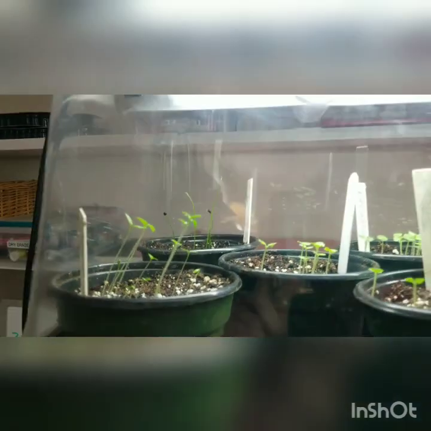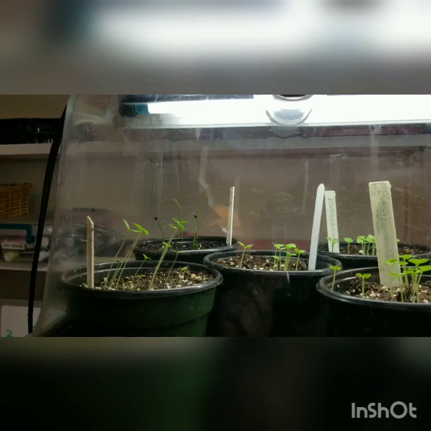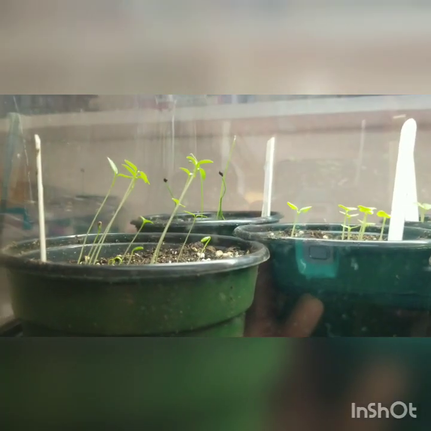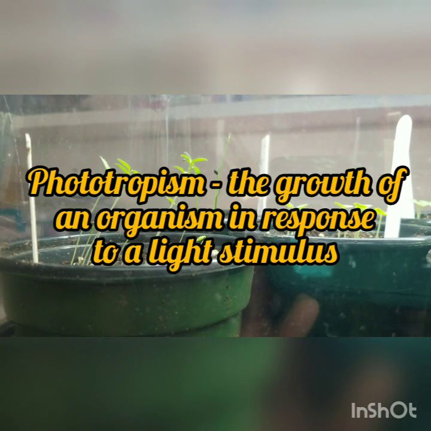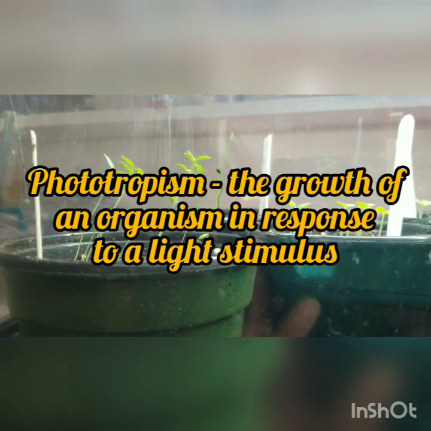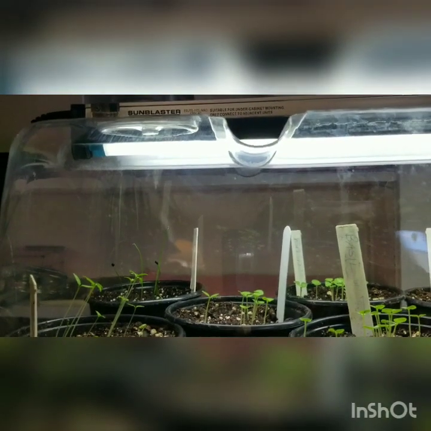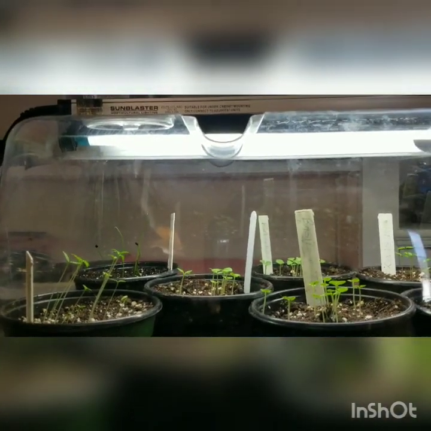What do you observe about this parsley? Tiny little sprouts, but notice that it seems as though they're moving or leaning towards the light. In fact, they are not actually moving, but instead growing towards the light. This is a process called phototropism. Phototropism is the growth of an organism in response to a light stimulus. In this case, the light stimulus is our grow light, which is located above all of our plants.